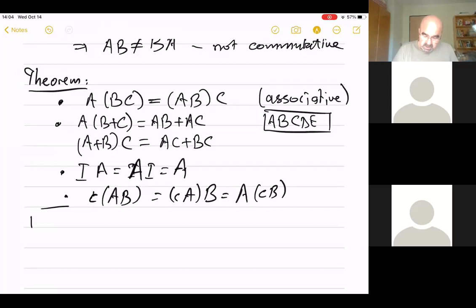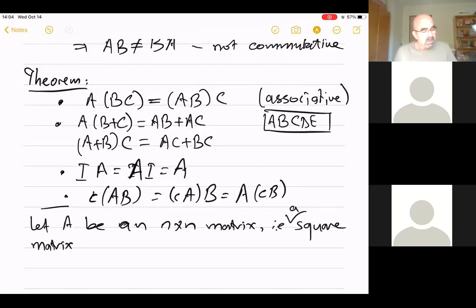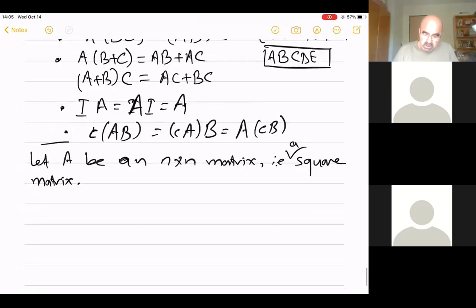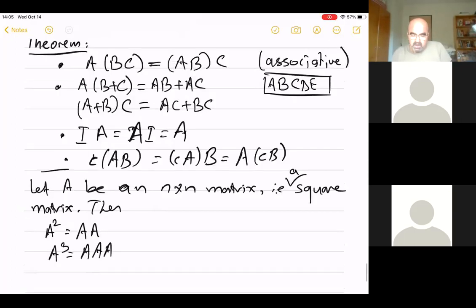Let A be an n cross n matrix, namely a square matrix. Then we may define A times A, and we denote that by A squared, and A cubed is A times A times A. Remember, by the first property above, the order is not important. You can multiply in any order you like, so you can write either A squared times A or A times A squared. They are the same.